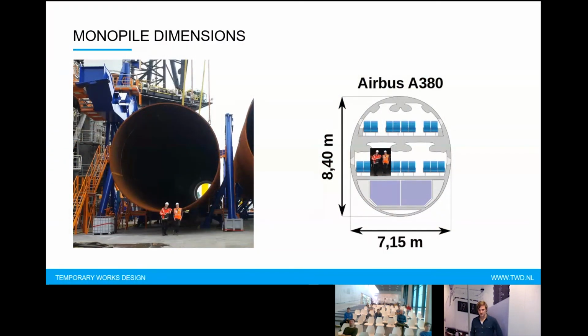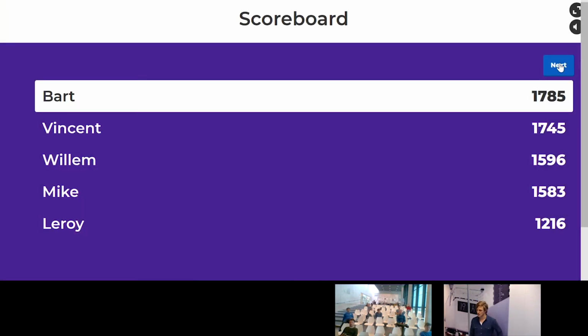Then, as I told you, these monopiles, the foundations of the windmills, are quite big. Diameters range up to 8, 9, 10 meters, and they get even bigger and bigger. And on the right, you see our colleagues that were on a site visit placed in an Airbus, having almost the same diameter. So the next question is actually about the weight of the monopile compared to the weight of an Airbus. I'm going to give you some time to think about how you think these weights relate to each other.